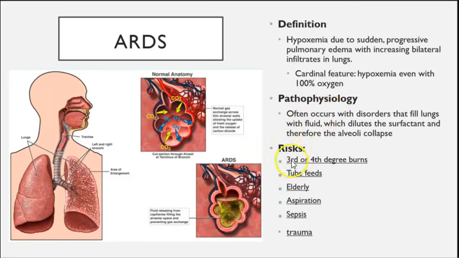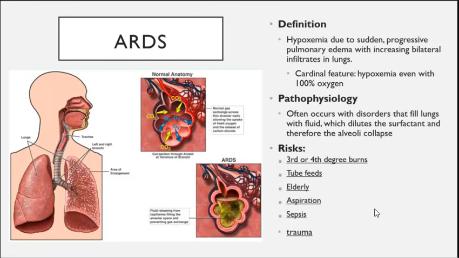Our patho behind it often occurs with disorders that fill lungs with fluid, which dilutes the surfactant, and therefore the alveoli are eventually going to collapse. Why don't we want the alveoli to collapse? Because there's going to be no gas exchange. Your risk factors for getting ARDS: 3rd to 4th degree burns, tube feeding, being elderly, having aspiration, sepsis, and any kind of trauma.